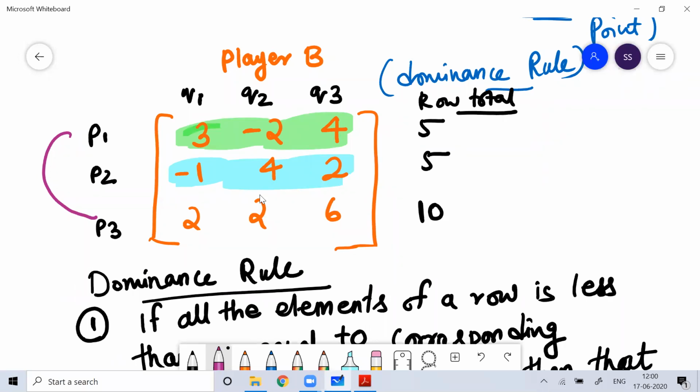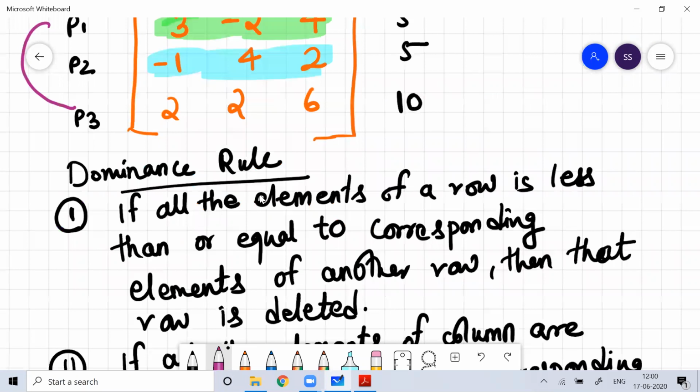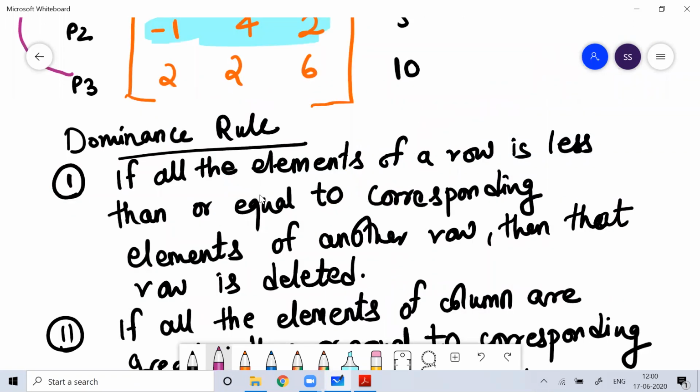So again, row wise, you cannot find any row where all the elements are either less than or equal to the other row's elements. I hope you understood. So row wise, I'm not able to do that. If all the elements of a row are less than or equal to the corresponding elements of another row, then that row is deleted.